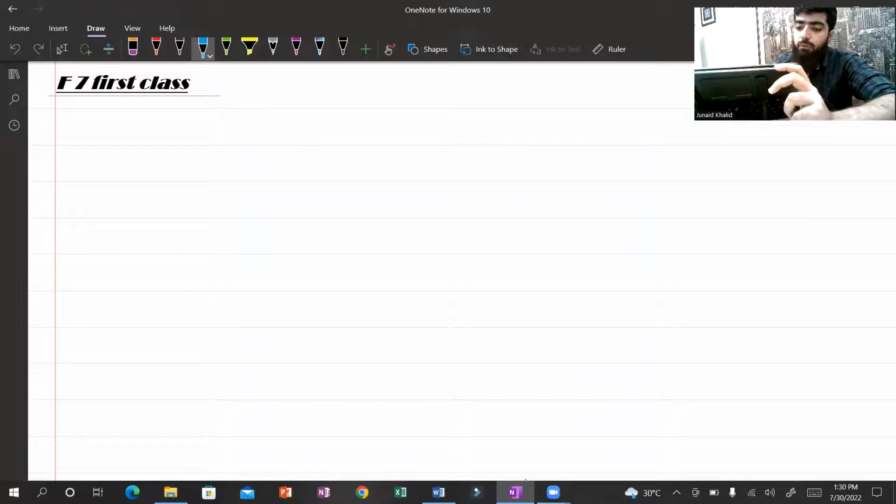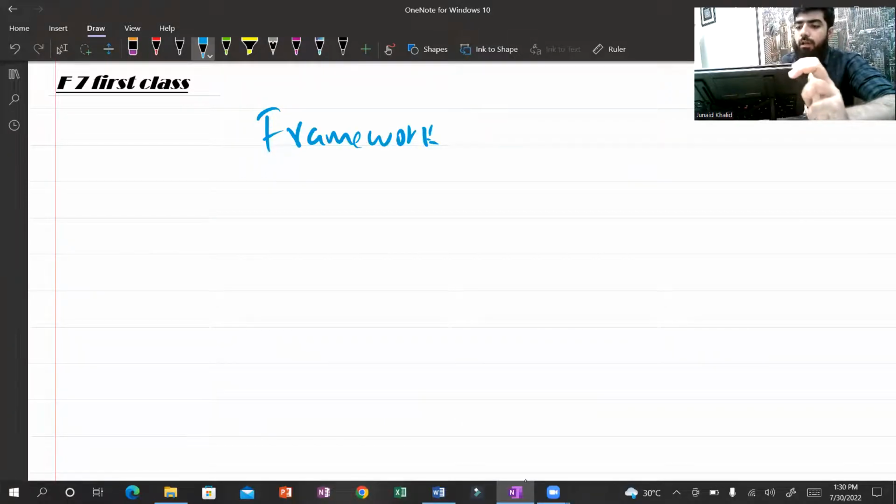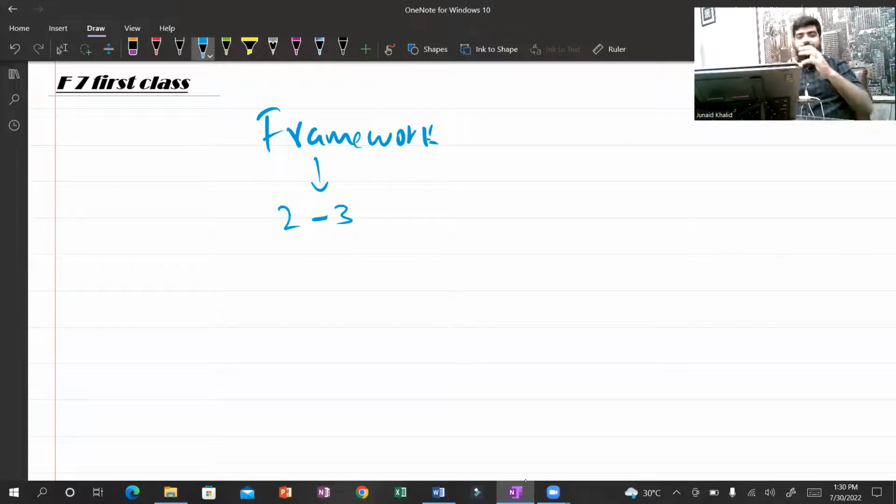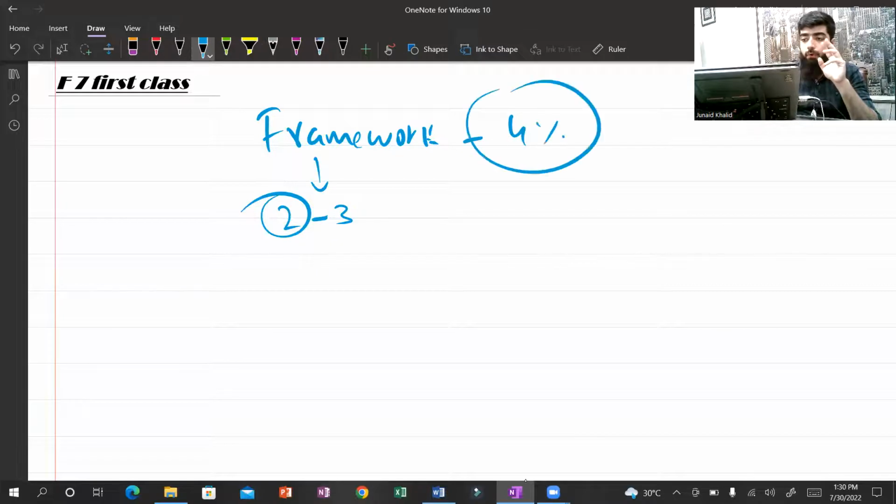The standard we are going to start is known as the framework. With respect to the exam or paper pattern, how important is this standard? It can be tested in your paper with 2 to 3 MCQs maximum. It's not tested on a frequent basis, but if 2 MCQs are tested, each MCQ carries 2 marks, which means 4% of your paper. And it matters a lot.